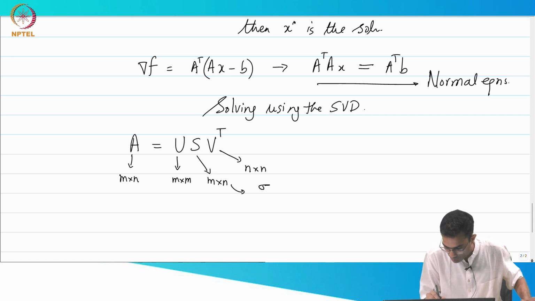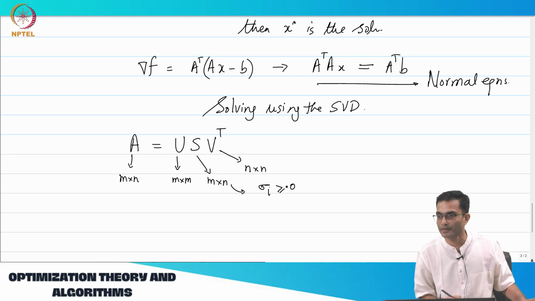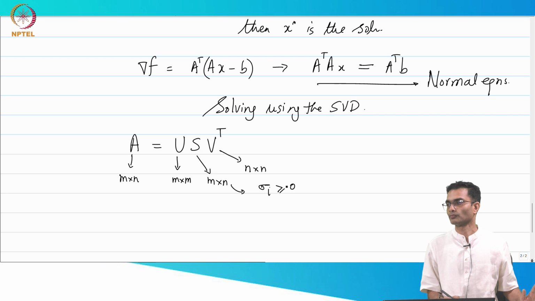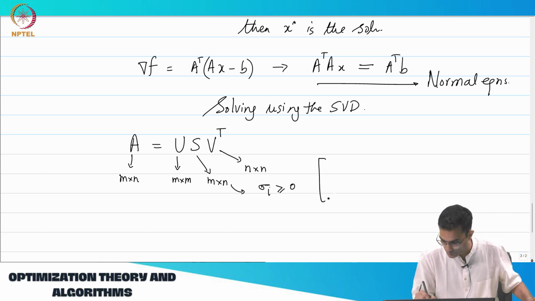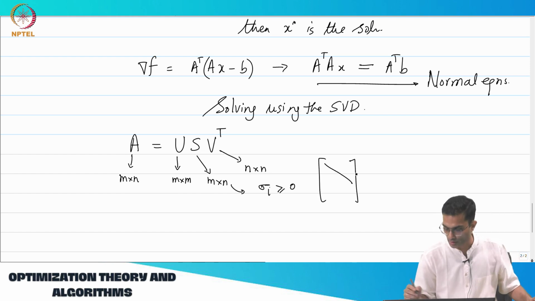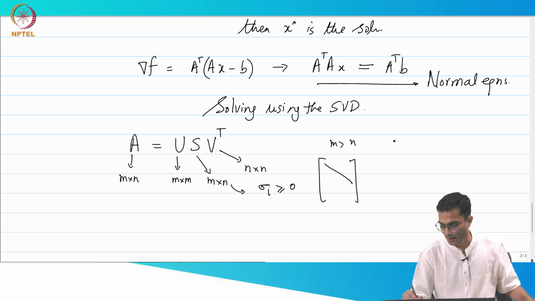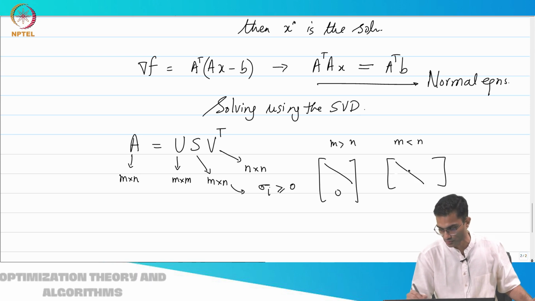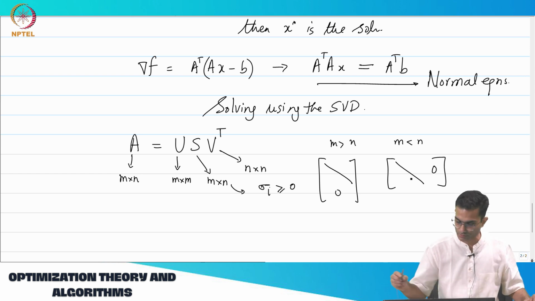So this is sigma i, and all the singular values, regardless of what the matrices are, are what? Greater than or equal to 0. There is never a negative singular value. So if it is a tall matrix, this is how S is going to be. This is m greater than n, and if m is less than n, then it's going to look like this. This is 0, this is 0. This is how the S matrix looks.